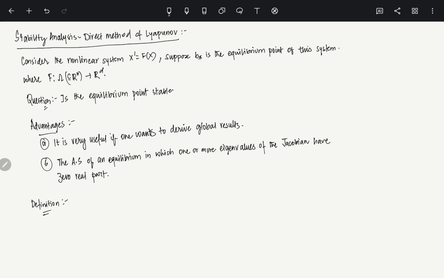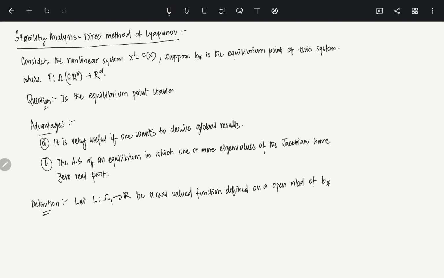Okay, so first of all, I'm defining a function, let L be a real valued function, which is defined on an open neighborhood of B star. Okay, so what is B star?